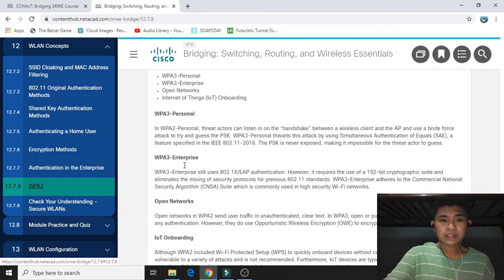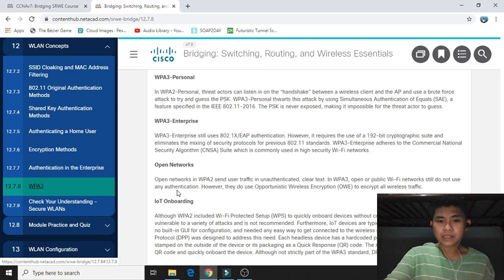In WPA2 Personal, threat actors can listen in on the handshake between a wireless client and the AP and use a brute force attack to try to guess the PSK. WPA3 Personal thwarts this attack by using Simultaneous Authentication of Equals, SAE, a feature specified in the IEEE standard. WPA3 Enterprise still uses 802.1X EAP authentication.